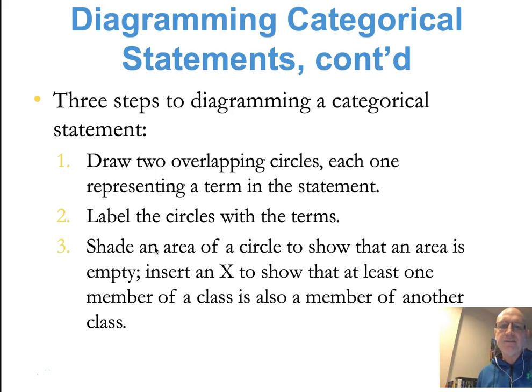And then I want to shade an area of the circle to show that an area is empty, or insert an X to show that at least one member of a class is also a member of another class. So I'm going to show here that some university students have reading week. Can you see that? S being university students and P being reading week, some university students are of the class of reading week, right?